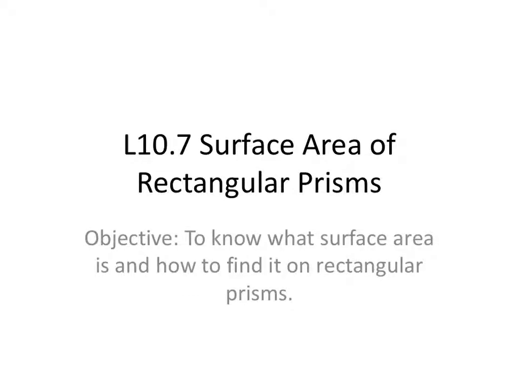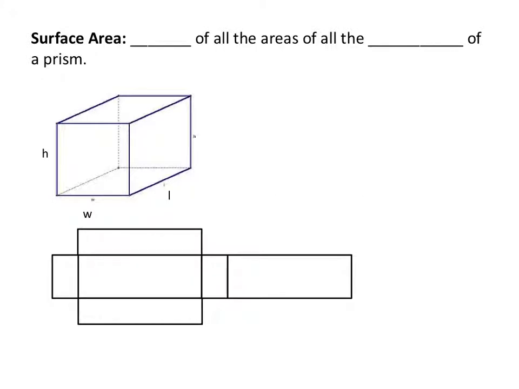Alright, for the last lesson of this chapter, we're going to be looking at surface area of rectangular prisms. By the end of this lesson, you want to know what surface area is and how you can find it on rectangular prisms.